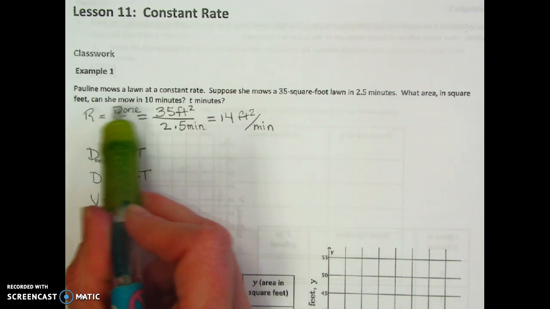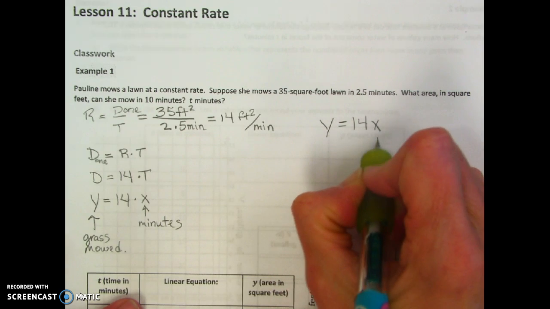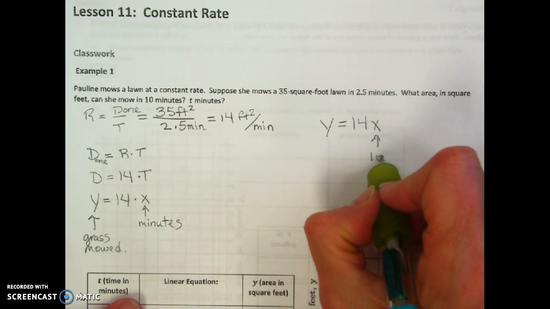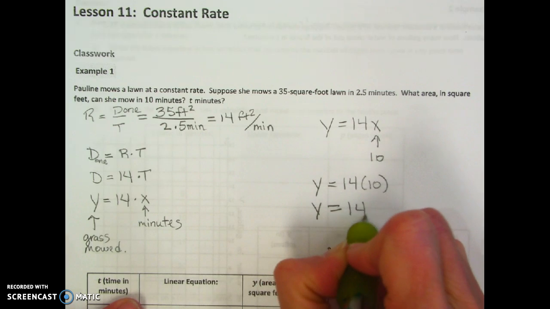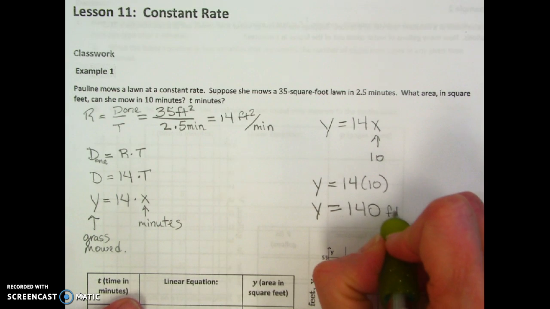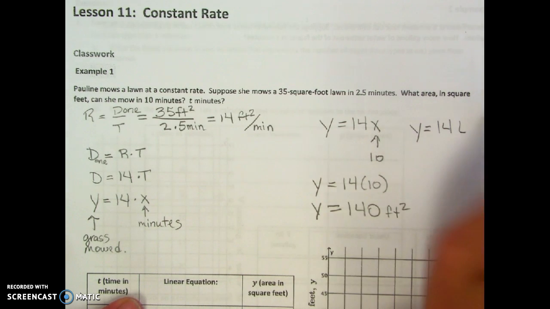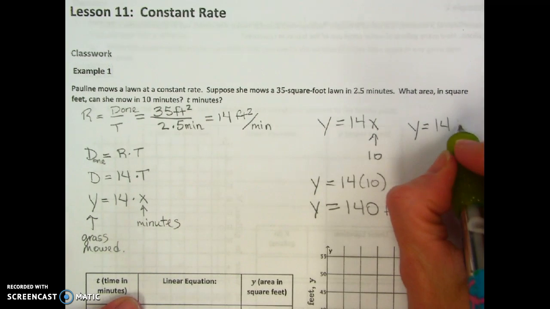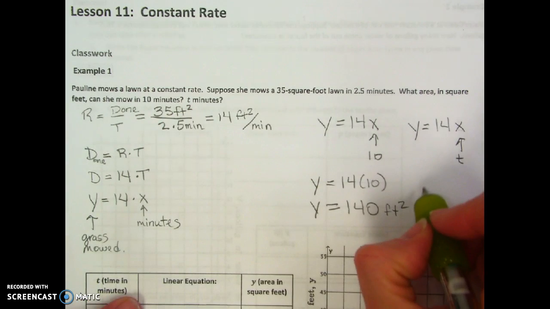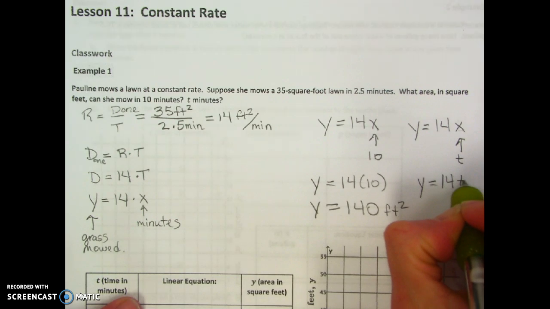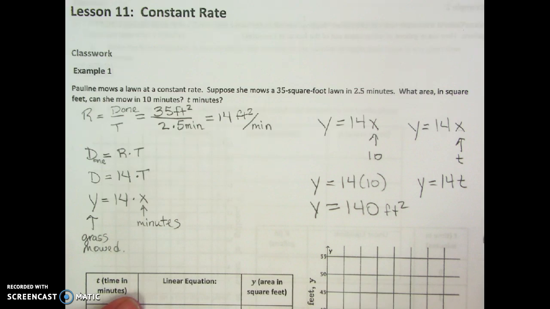They're asking how much can she mow in 10 minutes. So if I go back to this equation, put 10 in here, y equals 14 times 10, she can mow 140 square feet. If I want to put any amount in there, like for example, the next one is saying, how about t minutes? Well, then I'll put a t in there. Y equals 14 times t. So I could mow 14t square feet, whatever that amount turns out to be.